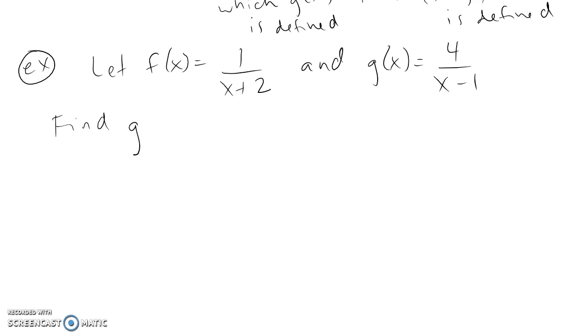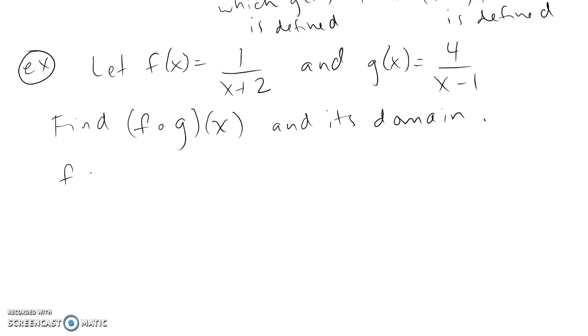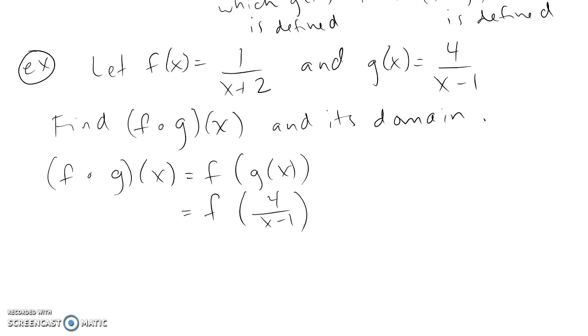We're going to find f of g of x and its domain. Well, the composite function f of g of x is the same thing as f of g of x. So we're going to take g of x and plug it into f. That means we're taking 4 over x minus 1 and plugging it into f. Now the only spot in f where there's an x is here in the denominator, so that's where I'm going to put my g of x. So I end up with 1 over 4 over x minus 1 plus 2.